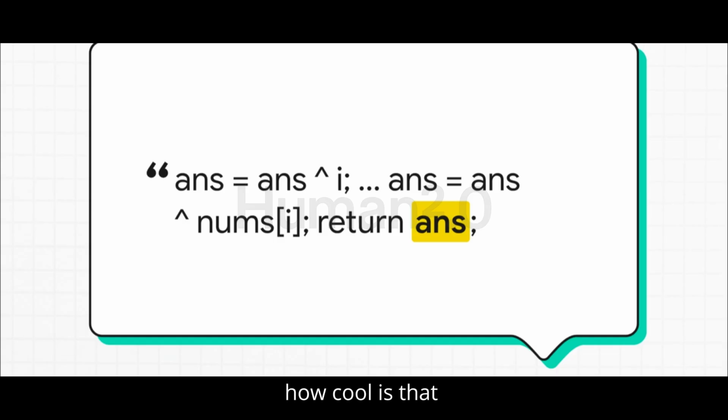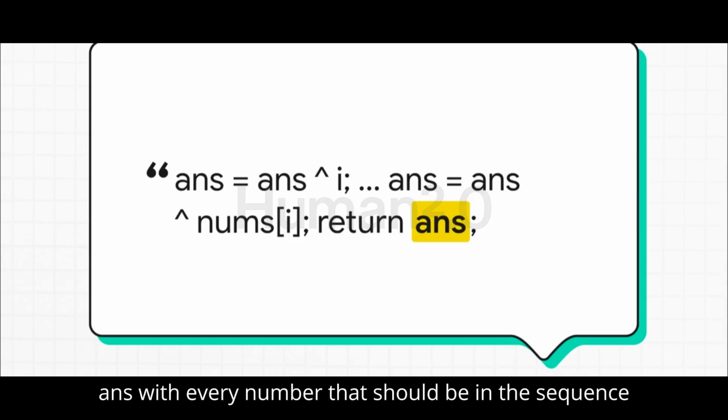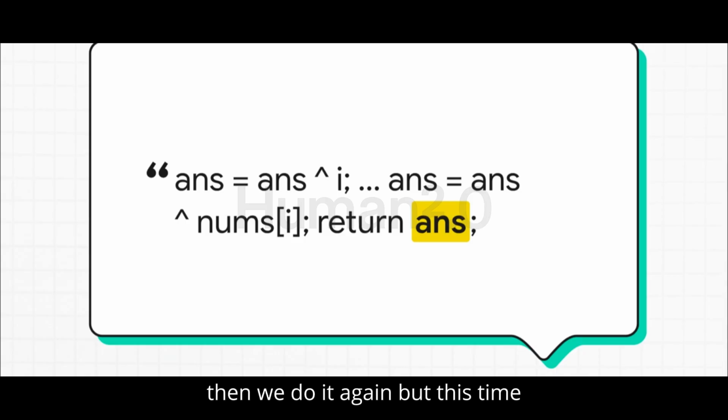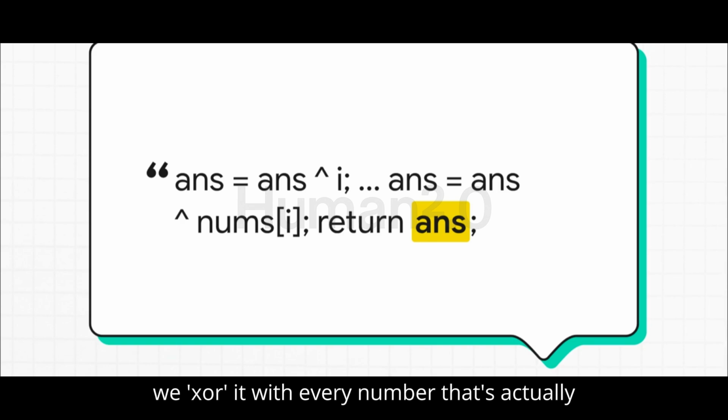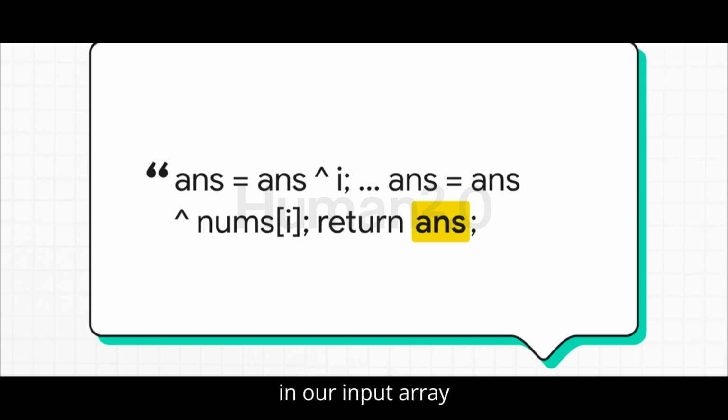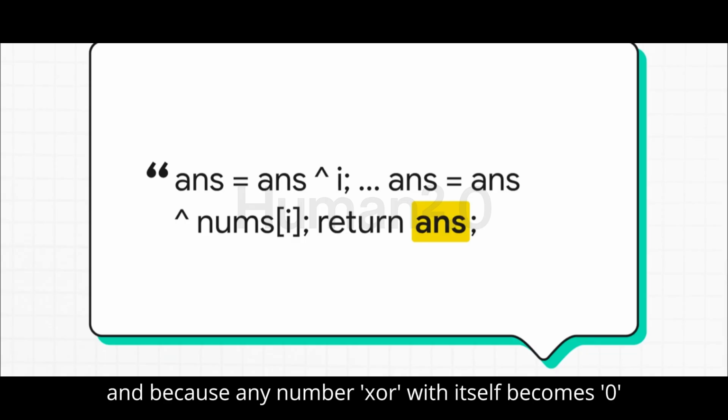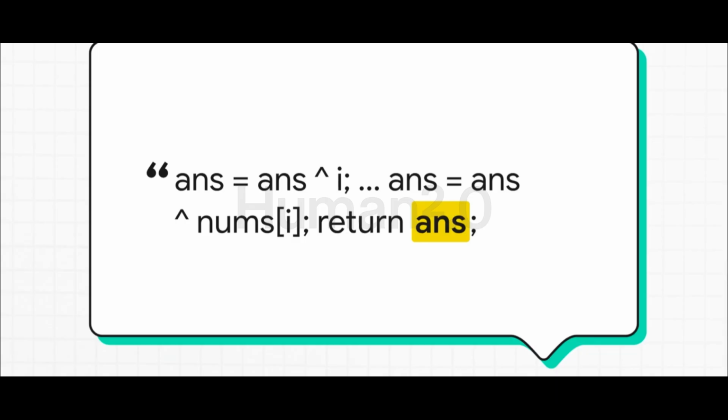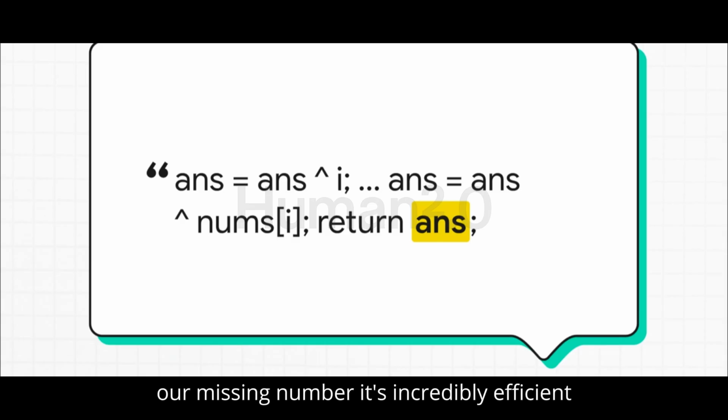How cool is that? And now for the XOR wizardry. We start with a variable, let's call it ans. First, we loop from 0 to n, and XOR ans with every number that should be in the sequence. Then, we do it again, but this time we XOR it with every number that's actually in our input array. And because any number XORed with itself becomes 0, every number that's present in both sets effectively cancels itself out. The only value left standing at the end, the only one that survives, is the one that never found its pair, our missing number. It's incredibly efficient.